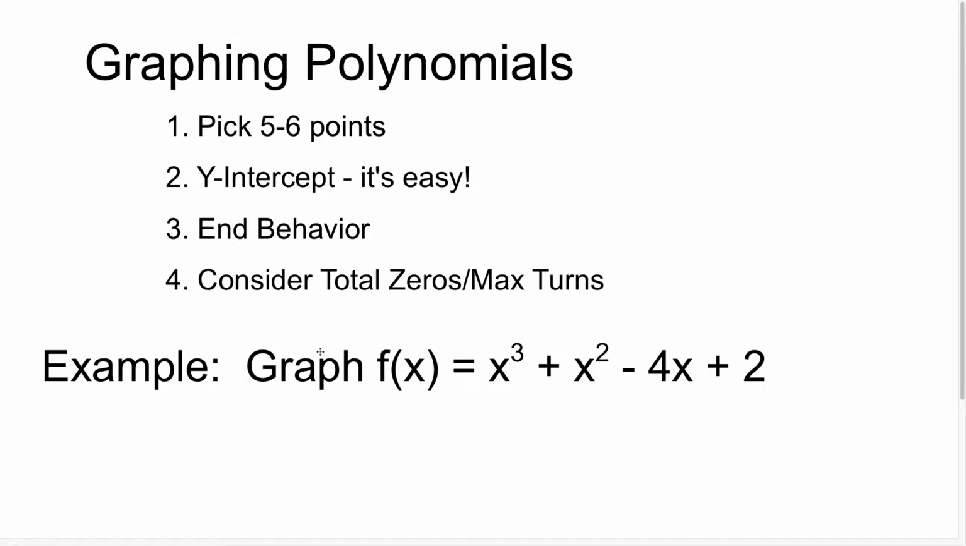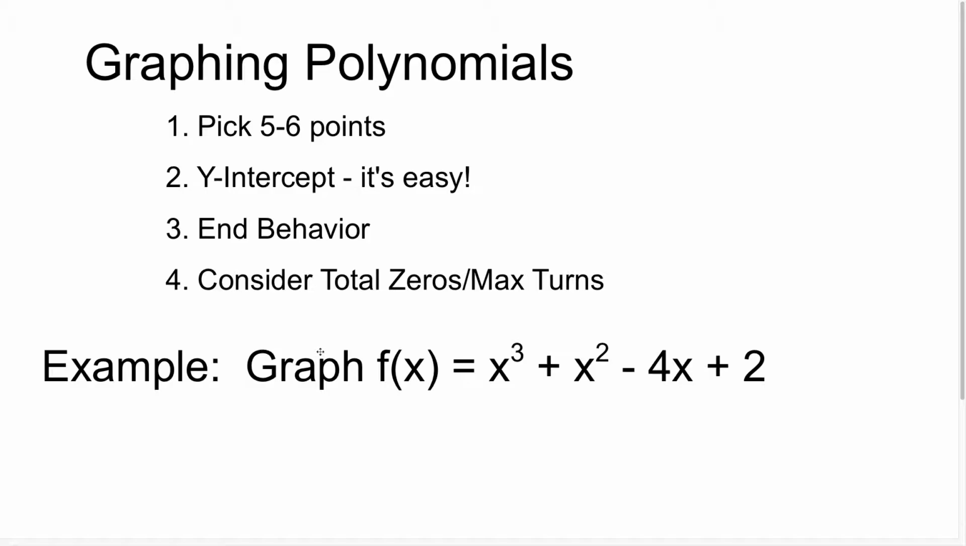Of course, I always include the y-intercept because that's easy. Yesterday we said the y-intercept is the constant, right? So just looking at my equation that I'm going to graph here in a little bit, the y-intercept happens at 2, up 2 on the y-axis.